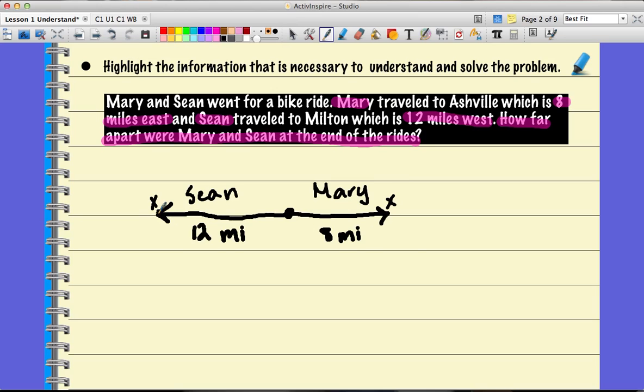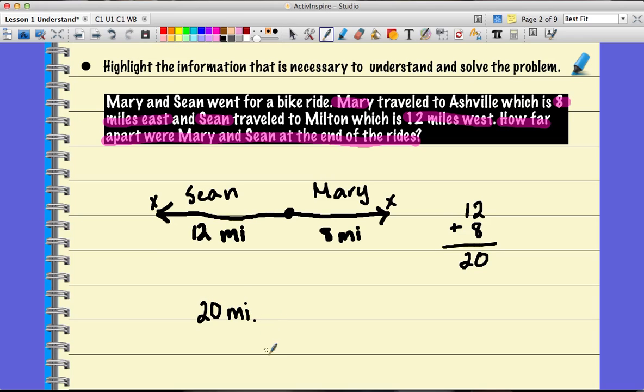So we want to know, how far apart are they? Well, if it's 12 miles from Sean to where they started and another 8 miles to get from where they started to get to Mary, we have to add those two things together. 12 plus 8, that gives us 20. So the answer to the question is 20 miles.